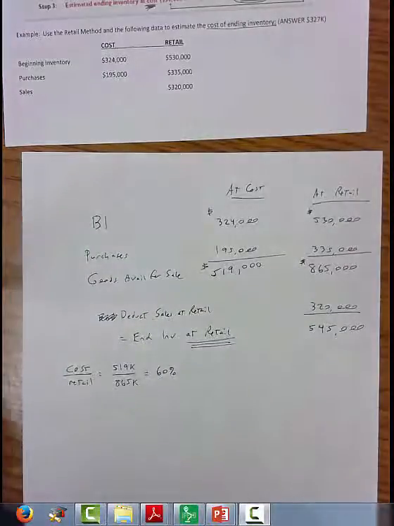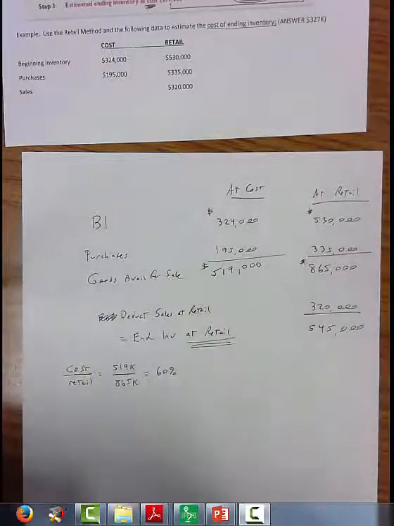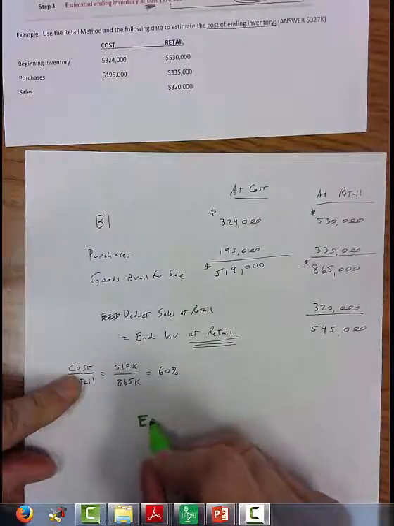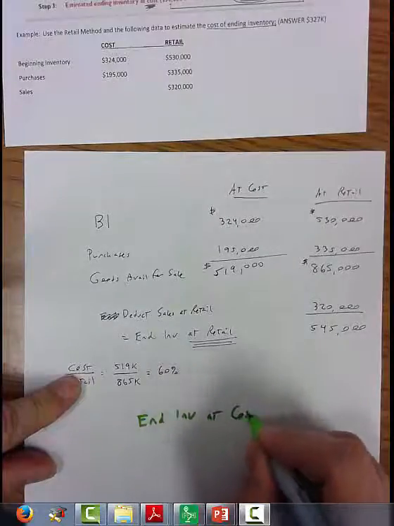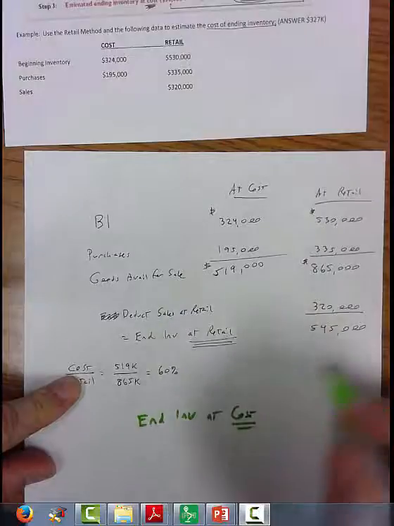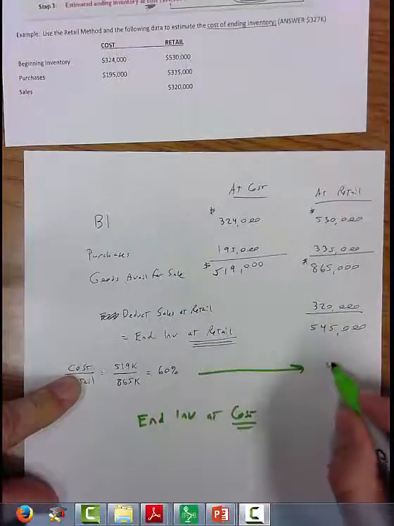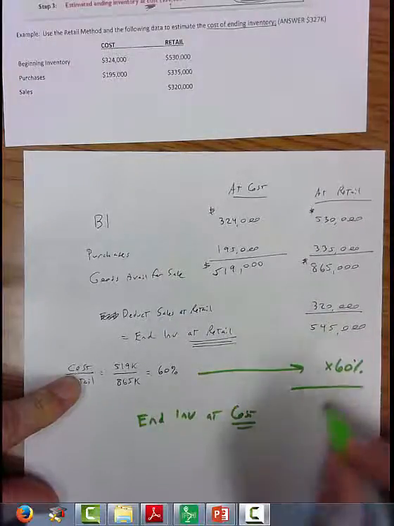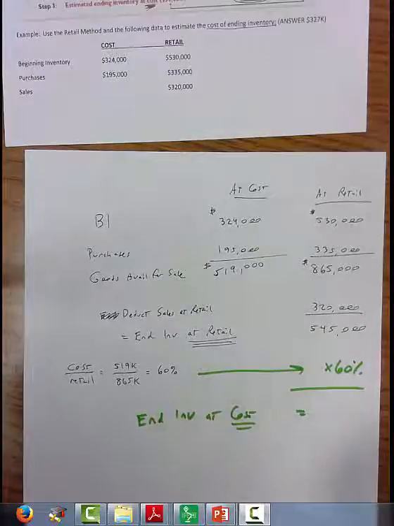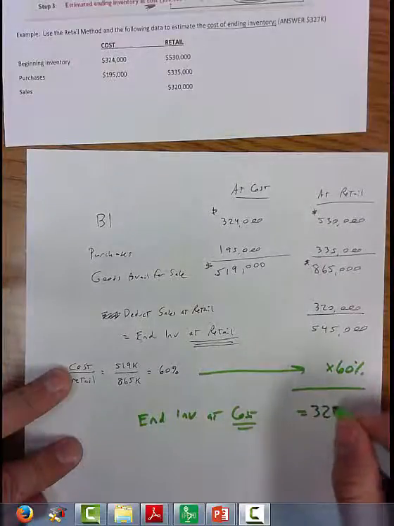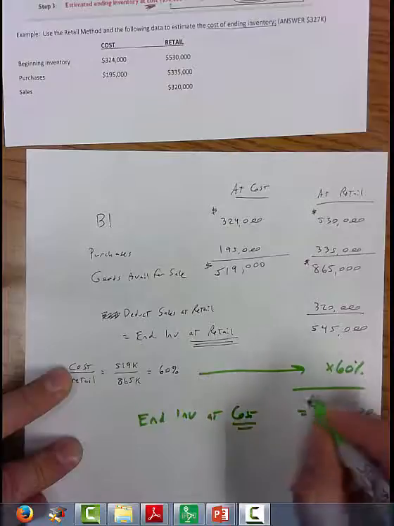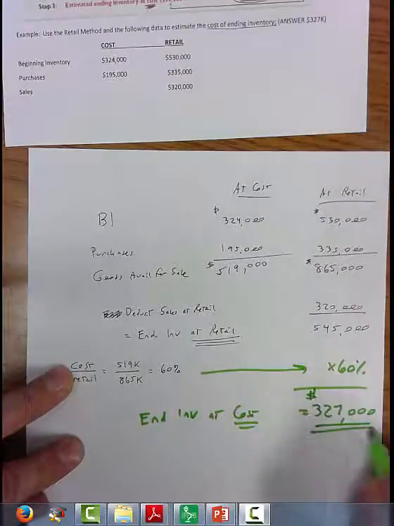But we need to know ending inventory at cost, don't we? For our financials. So we're going to take that cost ratio times 545,000, and that does equal our answer of $327,000. Does that make sense?